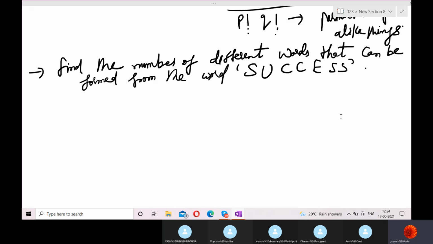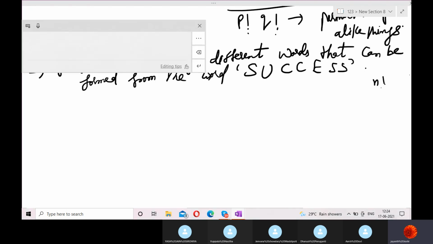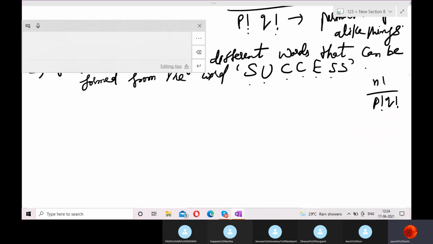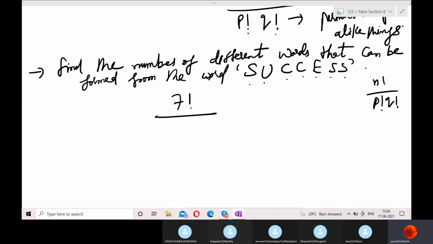Anyone can answer the question who has done it first. The formula is already given to you. Now I don't know what you are waiting for. n factorial by p factorial into q factorial. So how many letters are there? 1, 2, 3, 4, 5, 6, 7. So 7 factorial divided by how many alike terms are there? C is there 2 times, and S is there 3 times. So 2 factorial into 3 factorial. Come on, tell me the answer. Solve this.